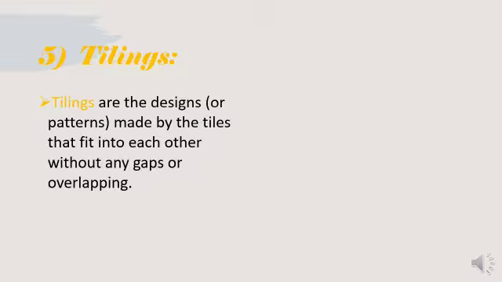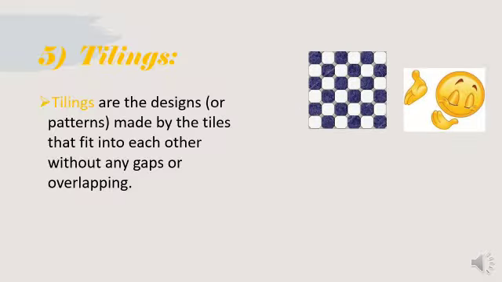Now we have reached the last topic of this chapter, that is tilings. Tilings are the designs or patterns made by tiles that fit into each other without any gaps or overlapping. Example you can see here. These tiles we see in our washrooms and also in our kitchens. The tiles are fixed into each other with no gaps in between. These are called tilings.